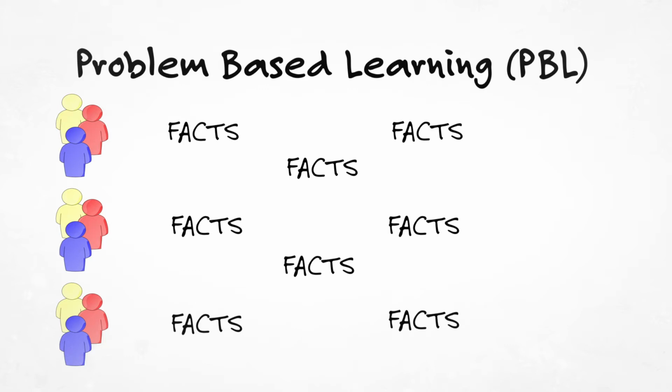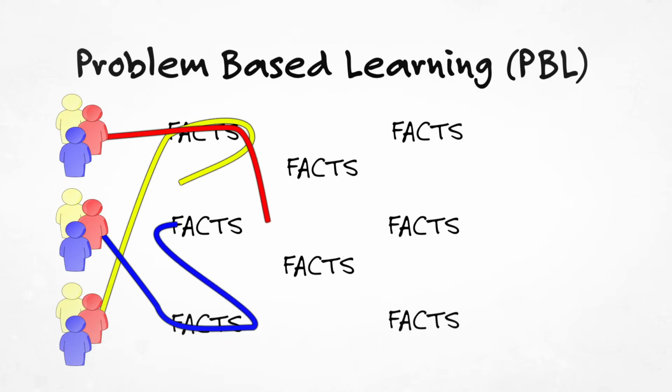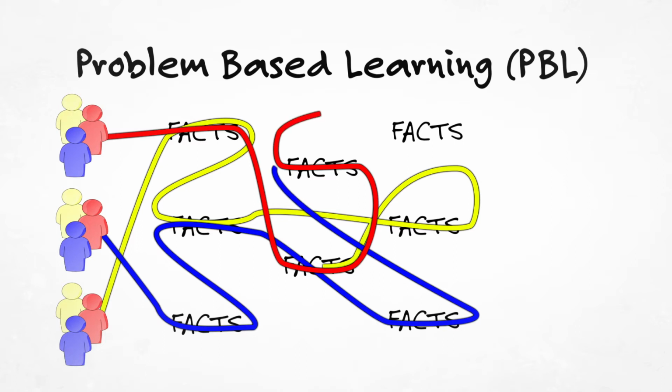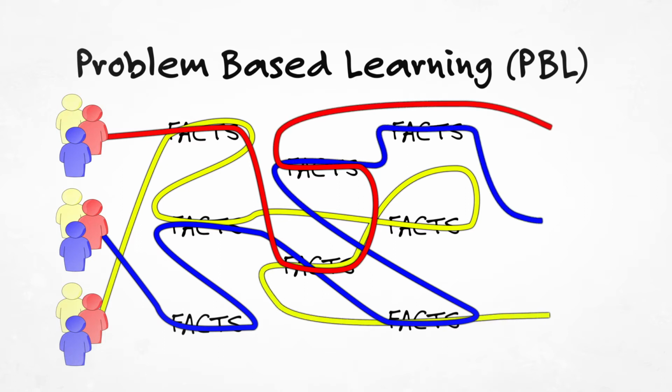With different groups of students being assigned the same problem, each group will find its own pathway to a unique solution to that problem. Two key components to PBL are that there is no one right answer and that there is no one pathway to that answer.